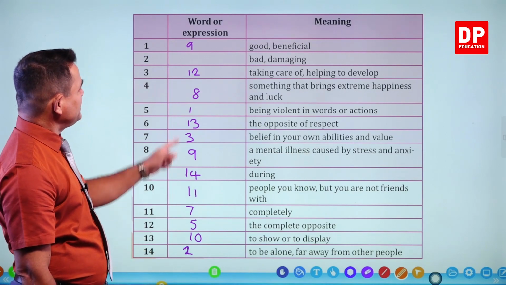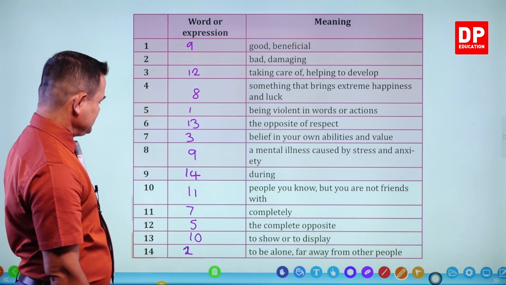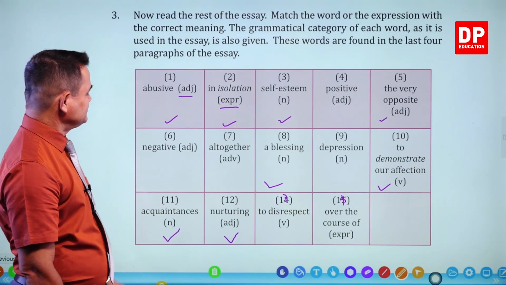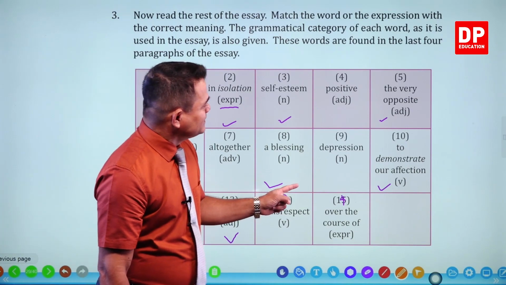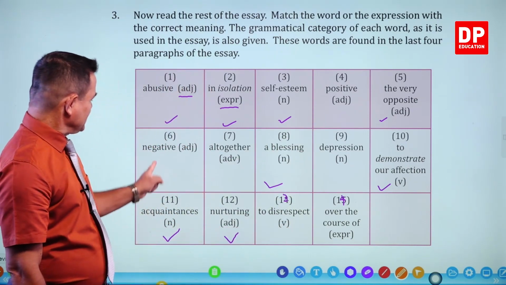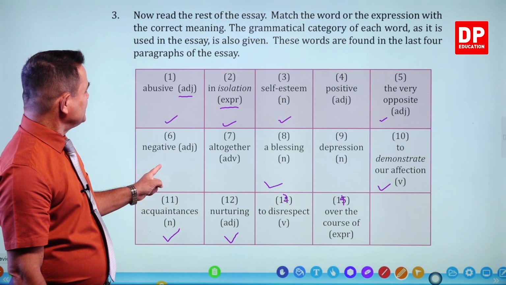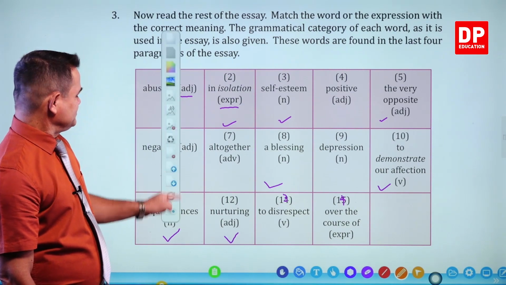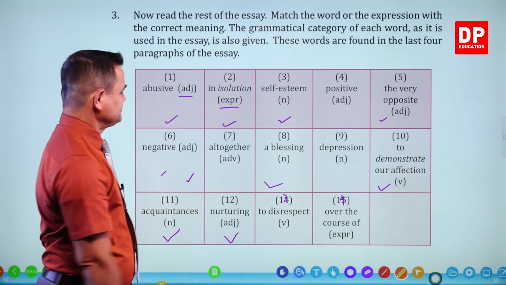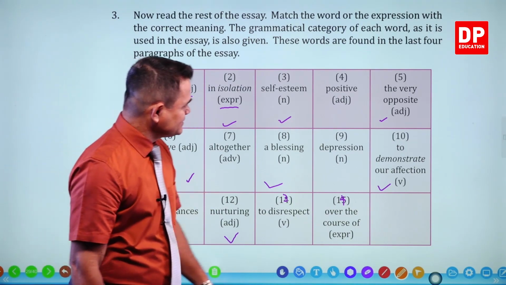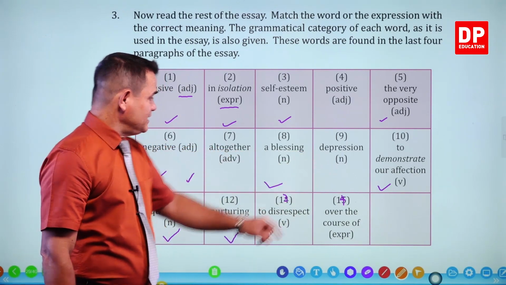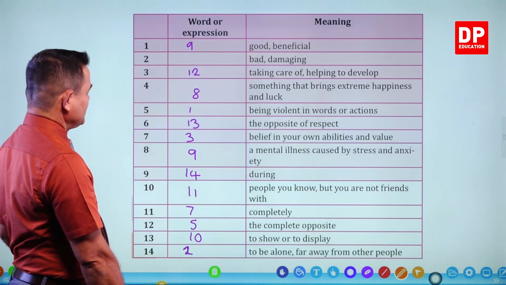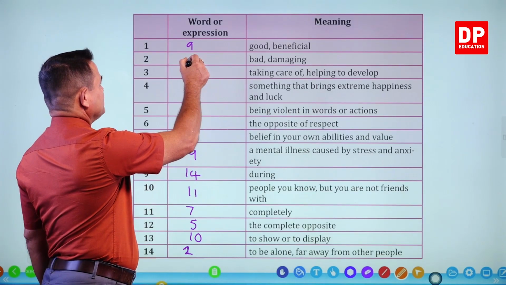and the next word remaining is bad or damaging, and it can be negative, right? That is number 6. Depression, that is mental illness, we have put. Then number 6, negative, bad or damaging, number 6.